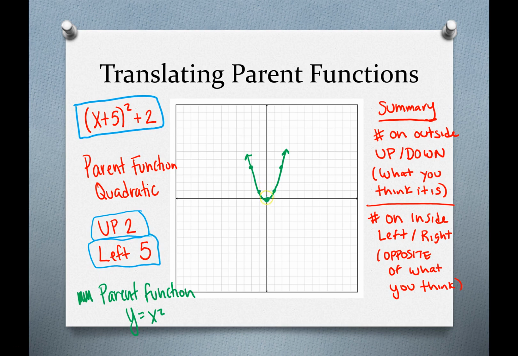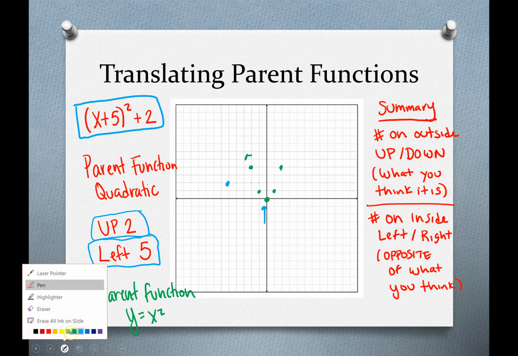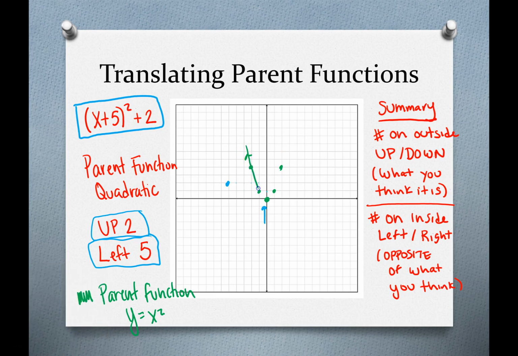So I'm going to go up 1, 2, left 1, 2, 3, 4, 5. And that point right here just went up 2 and left 5. Don't draw what I just did, I was just trying to visualize that. I wish there was an undo there. It just kind of disappeared on me. All right.